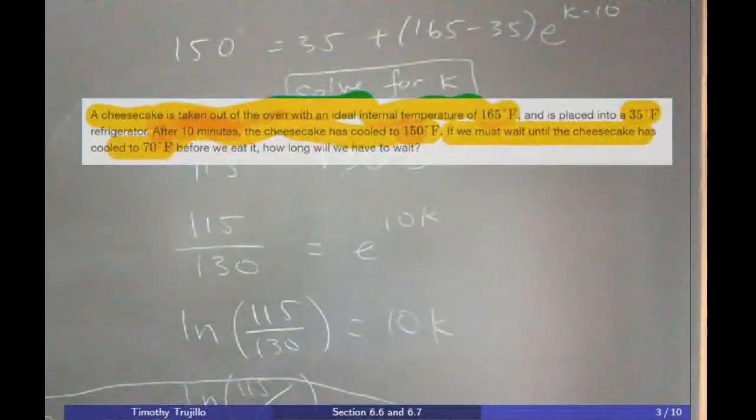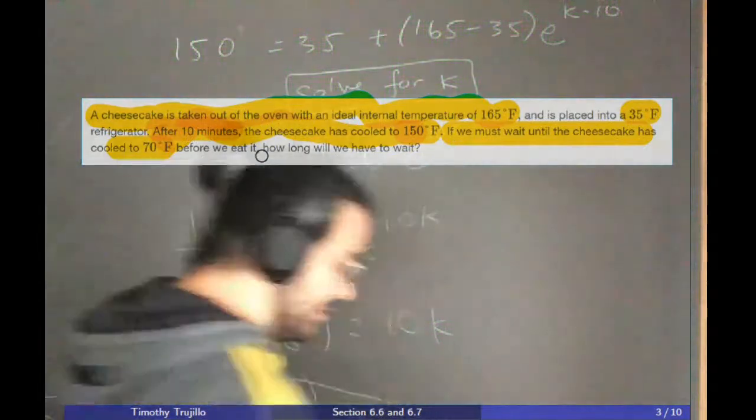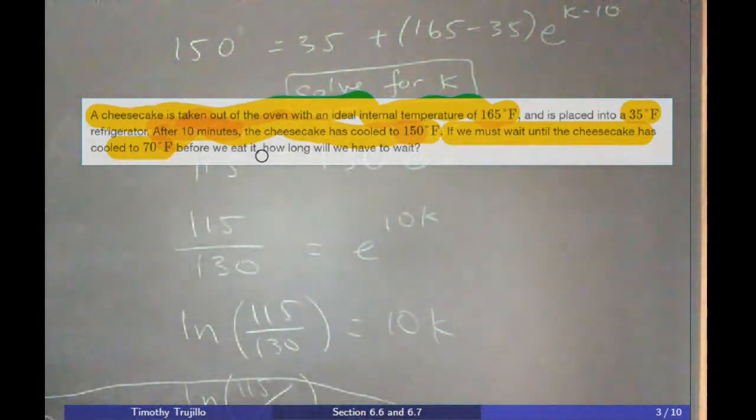So let me go back and remind you what we're trying to do. We've now used this info that after 10 minutes, it was 150 degrees. And now we're after answering this: if we must wait until the cheesecake is cooled to 70 degrees before we eat it, how long are we going to have to wait? So let's set up an equation that we could use to figure that out. And hopefully you'll see why we needed the k.